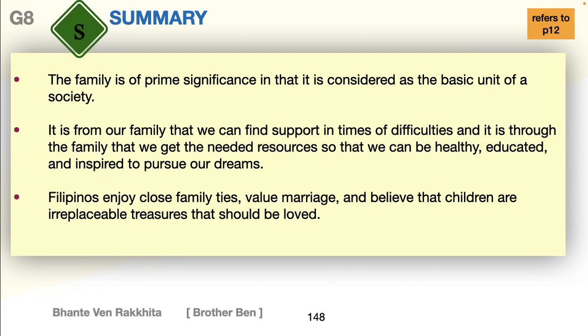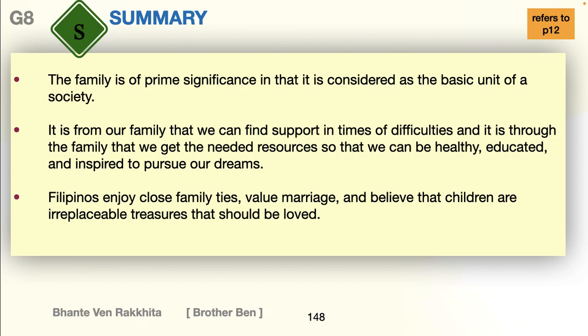to the summary and the end of the lesson. Bravo. The family is of prime significance in that it is considered as the basic unit of a society. Next, it is from our family that we can find support in times of difficulties, and it is through the family that we get the needed resources so that we can be healthy, educated, and inspired to pursue our dreams.